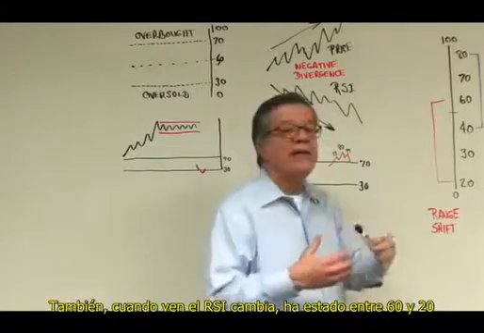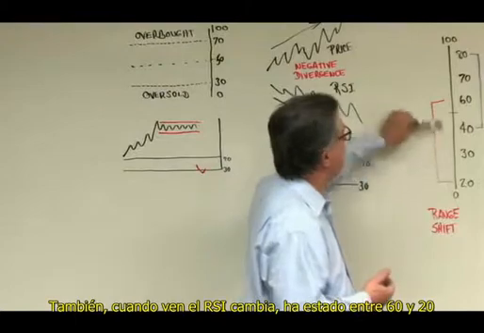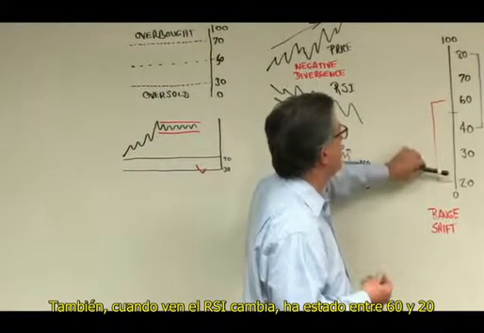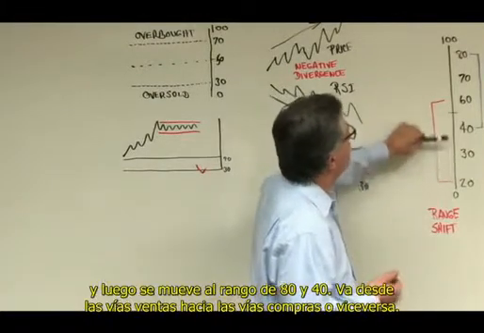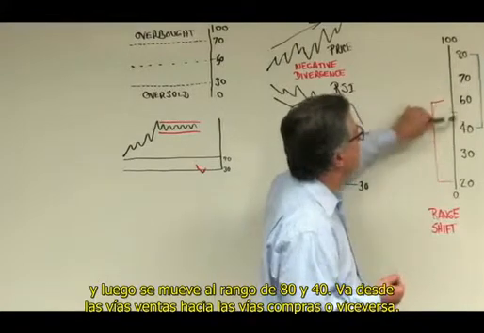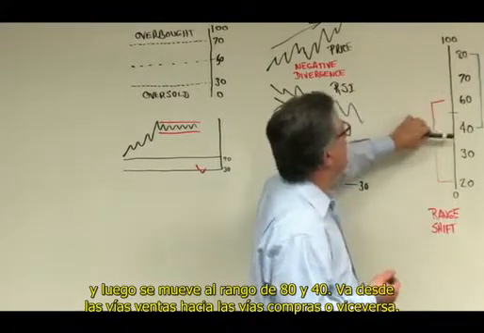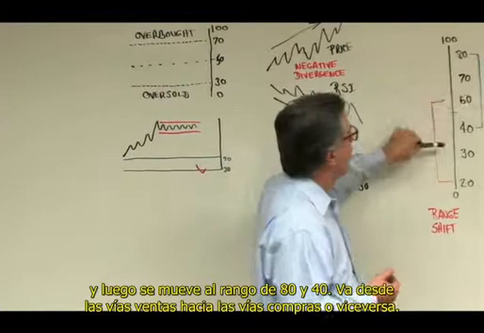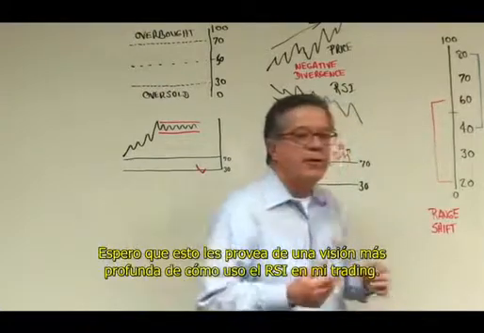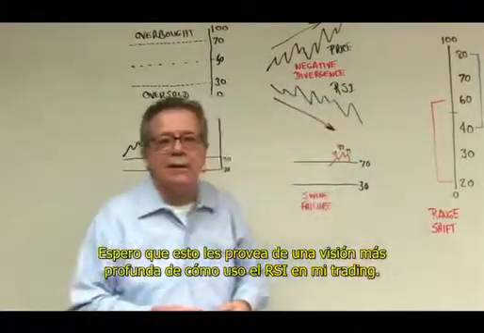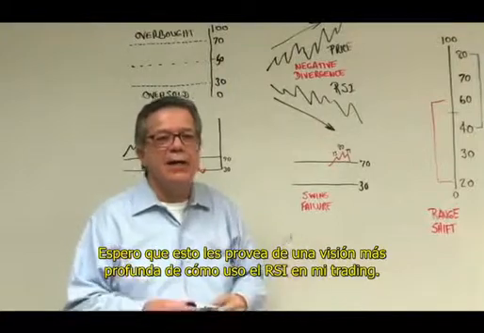Also, when you see the range shift, if it's been in the 60 to 20 range and then moves up into the 80 to 40 range, that's going from a bearish bias to a bullish bias, or vice versa. Very good. I hope this has provided some insight for you in how I use the RSI in my trading.